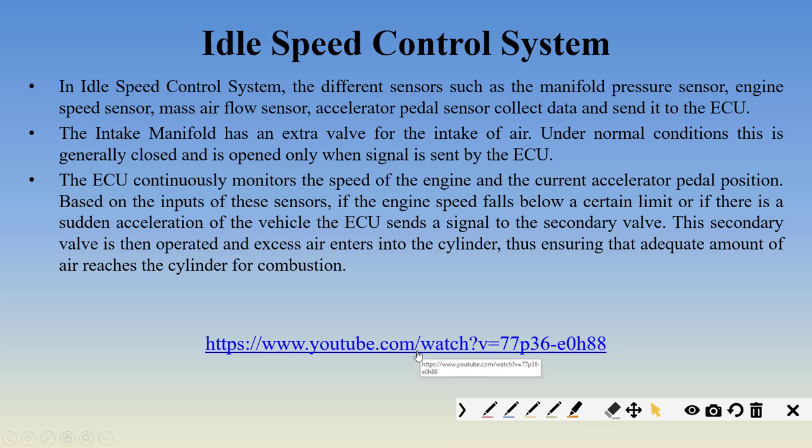This is a video that I found really very good. It explains how the idle speed control system works. I request you to watch this. You can pause it and take down these things. It is pretty easy. I'm sorry I can't click it, but this was a very good video that I found for the idle speed control system. They have explained it very well.